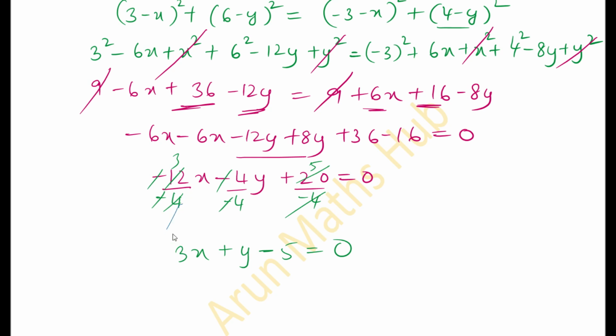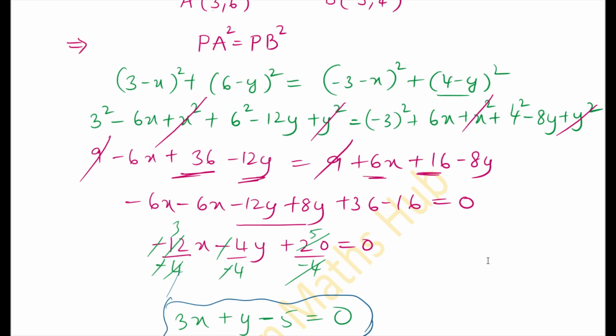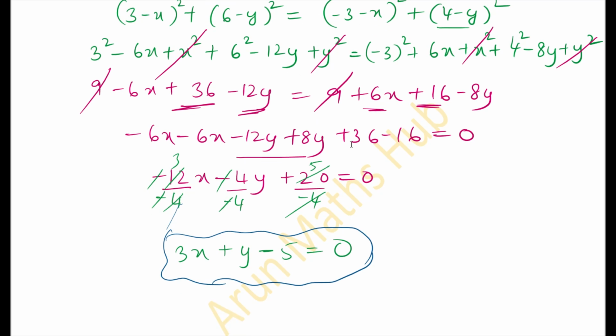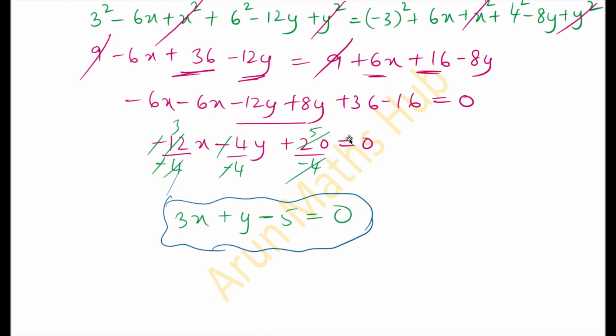This is the relationship between x and y for the given question. Just using the concept of equidistance and squaring on both sides to cancel the square root, simplifying, shifting all the terms to LHS and dividing all the terms by the common factor, we get the required relation as 3x plus y minus 5 equals 0.